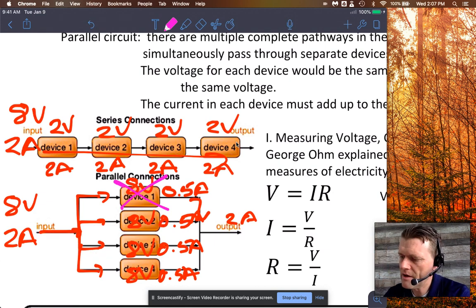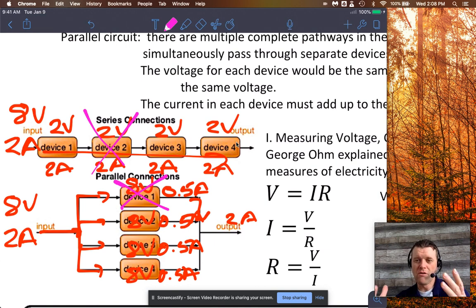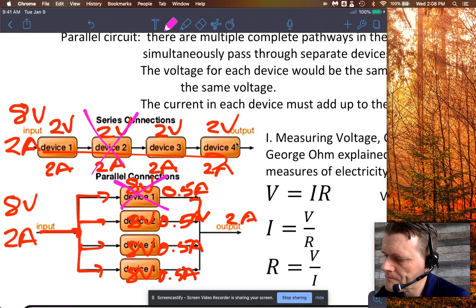If you remember, if one of these devices, say device number 2, fails for some reason, you've interrupted the whole flow and then nothing's going to work. Okay, so we'll cover those briefly here as well.